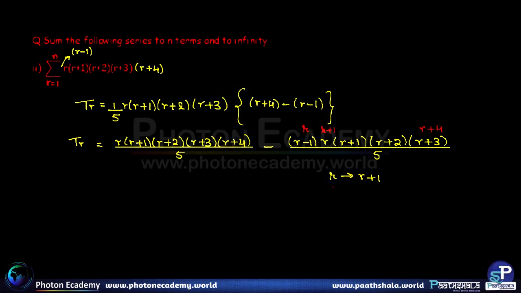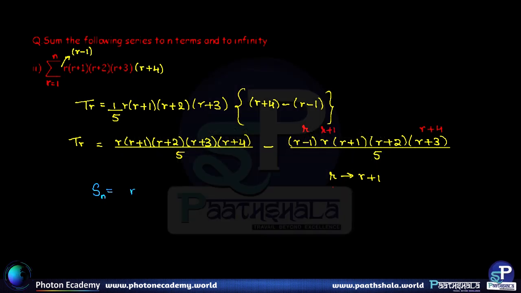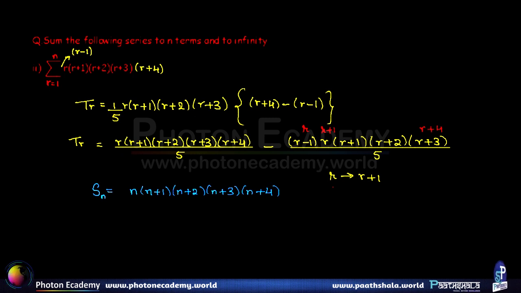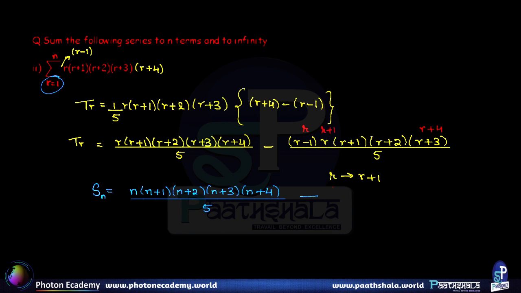So let's write the sum Sn. The last term of the series will be n into n plus 1, n plus 2, n plus 3, n plus 4, the whole divided by 5, and then next we have minus, so r is equal to 1, so r minus 1 is 0, so this whole second term will become 0.